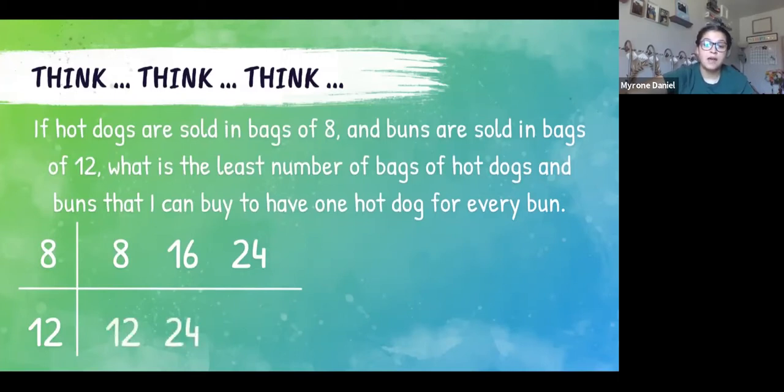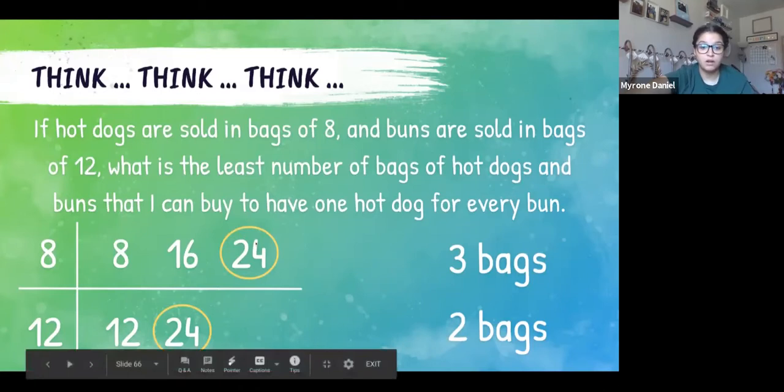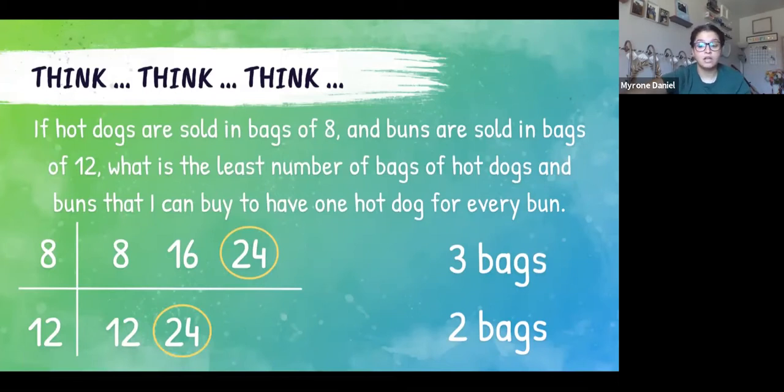So I'm going to stop at that point because I see there's two numbers that are very similar, 24 and 24. What that means is that I'm going to have 3 bags of hot dogs and 2 bags of buns. And that will make it so every hot dog has 1 bun because there's going to be 24 hot dogs at this point and 24 buns at this point. This is really our introduction to the lesson. We're going to go over our vocabulary and then get started.